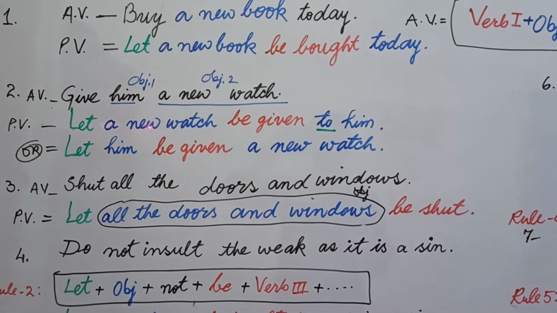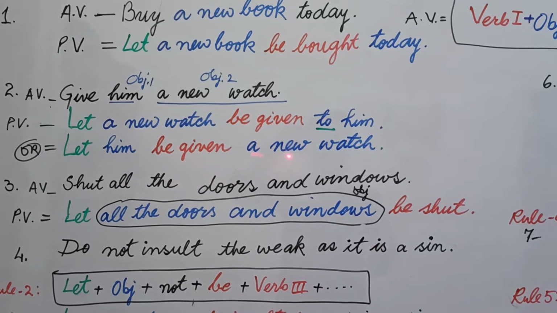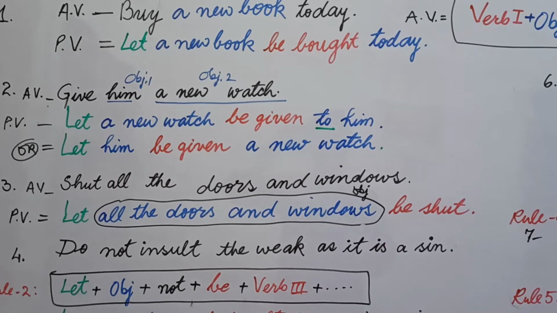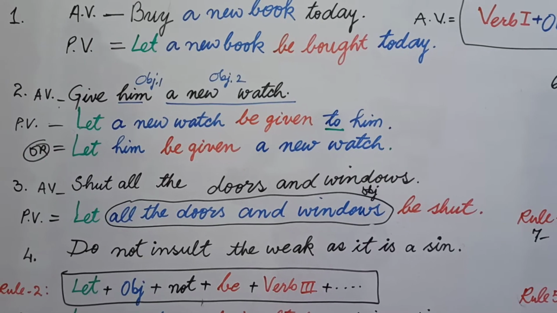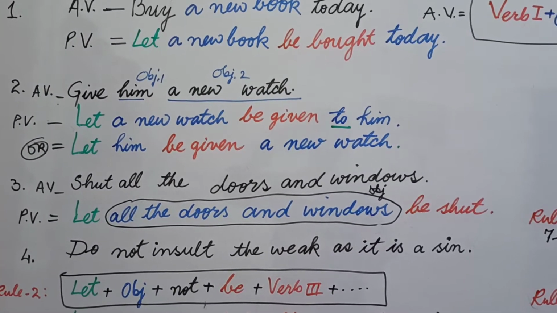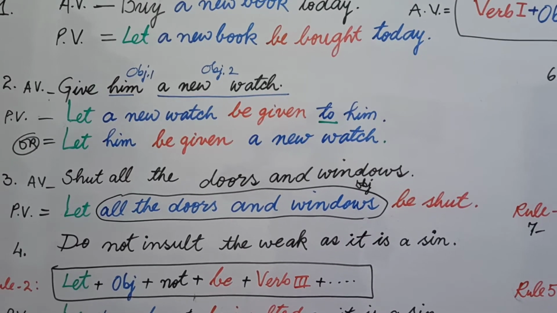In this way your sentence is: let a new watch be given to him. But when you write your non-living object at the end, you need not write any to here. In this way, your answer will be: let him be given a new watch. Let a new watch be given to him.